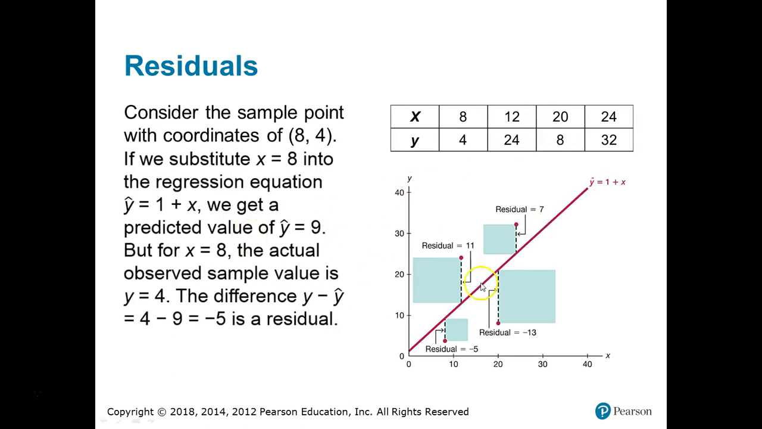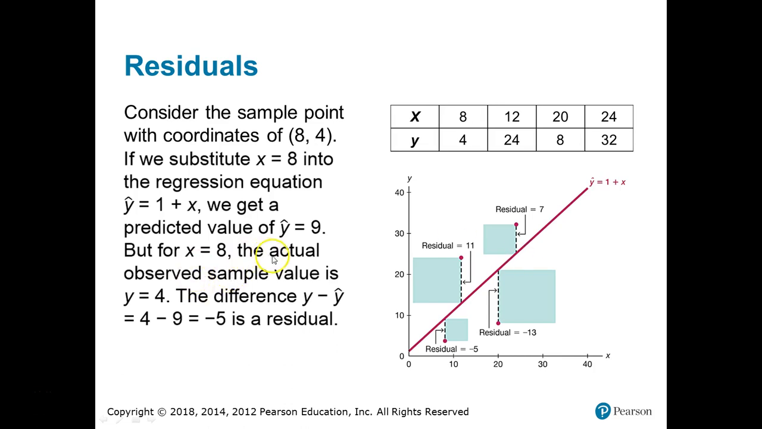So let's look at it right here. This is a simple example. We have the sample point with coordinates 8, 4. And we are given this equation right here. So this is our regression equation: y hat equals 1 plus x. So we can predict any y value given a specific x value. So if we substitute x into the equation, we get a predicted value of y.